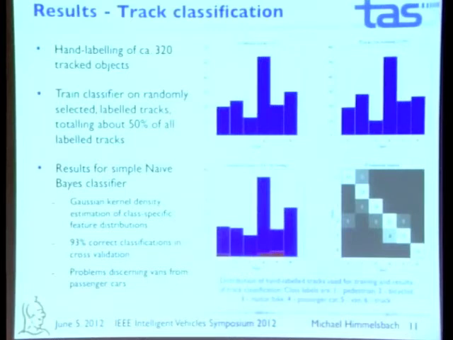We then used a quite simple naive Bayes classifier with Gaussian kernel density estimates of the class-specific feature distributions. And this turned out to already produce nice results. The resulting classifier would classify 93% of all tracks correctly in cross-validation. Most of the false classifications occurred between vans and passenger cars, as you can see in this confusion matrix here.